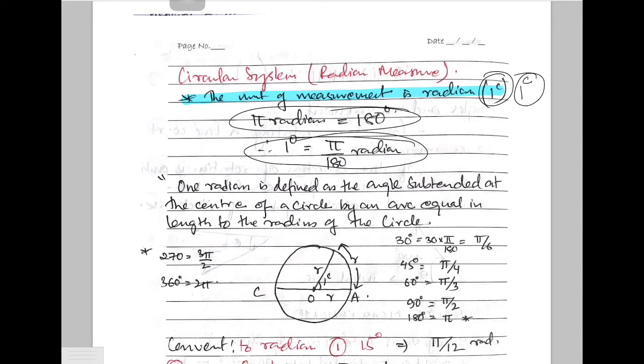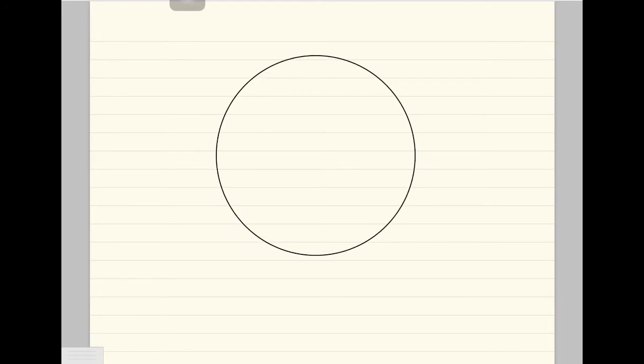Before we understand this one, let's come to the definition of radian. Let's actually understand what a radian is. 1 radian is defined as the angle subtended at the center of a circle by an arc equal in length to the radius of the circle. Let me explain this. Suppose you have a circle, and let's say this is the center of the circle and this is the radius of the circle. Let's say this radius is 5 centimeter, just an example.